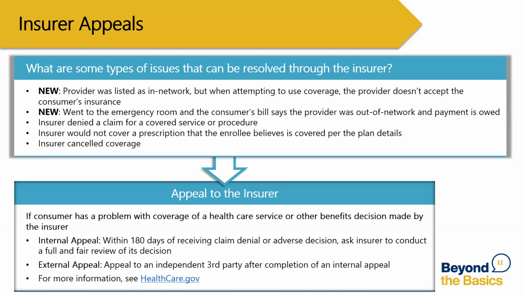But again, usually the first opportunity and the first step is for a consumer to go to their insurer and get assistance. The insurer is also the first line of assistance if the insurer denied a claim, would not cover a prescription, or canceled their coverage. And this bottom box here talks about what happens. The consumer can file, sometimes it's called a grievance, sometimes a complaint, sometimes an appeal. And the insurer has to respond within 180 days of receiving the initial decision. If the insurer still denies the claim or the service or the decision about in-network versus out-of-network, there's often then an external appeal. And again, more information on the types of situations that should go to insurer appeals is available on healthcare.gov.